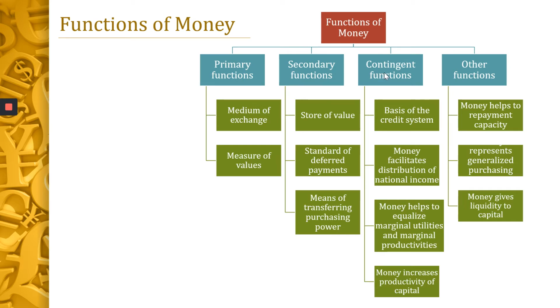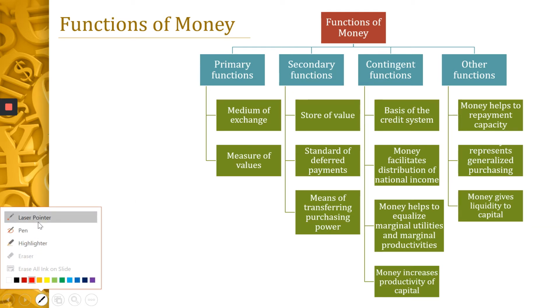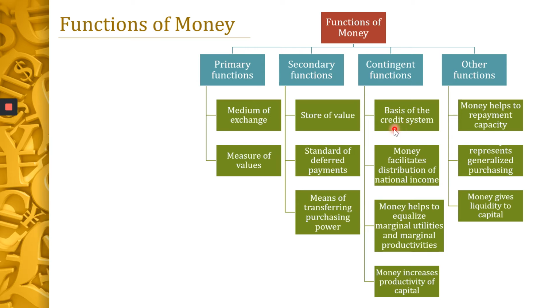Under this, you have the basis of credit system. So money is the basis of the credit system. Business transactions can either happen through cash or credit. If you have cash, you give cash and buy. Otherwise, you say that you will pay it at a later date. That is only called credit. So a transaction can happen in two ways: one through cash and the other through credit.